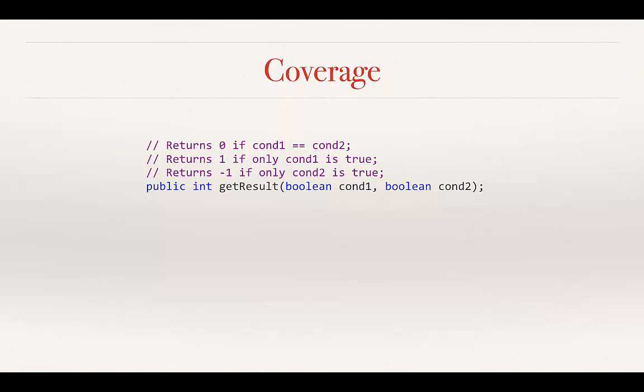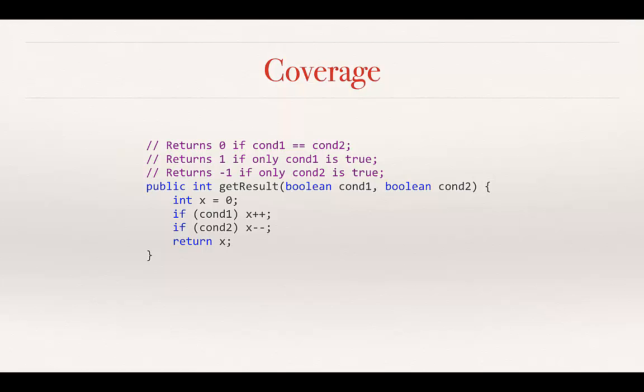Suppose we have a method called getResult that takes two Boolean arguments. It returns 0 if both conditions are true or if both conditions are false. If the first condition is true and the second condition is false, the method returns positive 1. If the first condition is false and the second one is true, the method returns negative 1. You should be able to convince yourself that this is a correct implementation of this method.